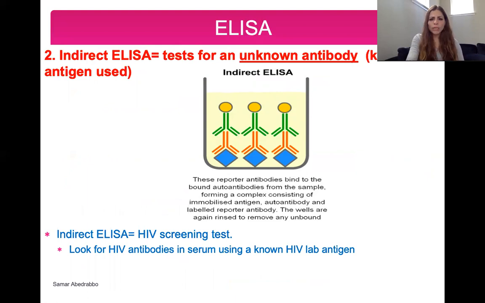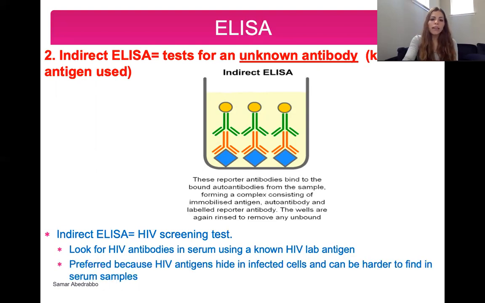So what you do is you take a blood sample from a patient and then you put it on the wells, and the wells are coated with HIV antigens, and if they have the antibodies, they will bind. So that's an example of an indirect ELISA, and it's preferred because HIV antigens often hide in infected cells, so we wouldn't want to do a direct ELISA, because with a direct ELISA, you have the antibodies here.